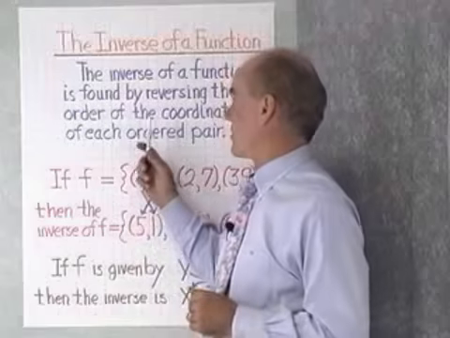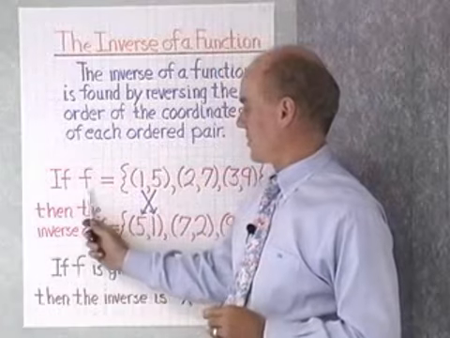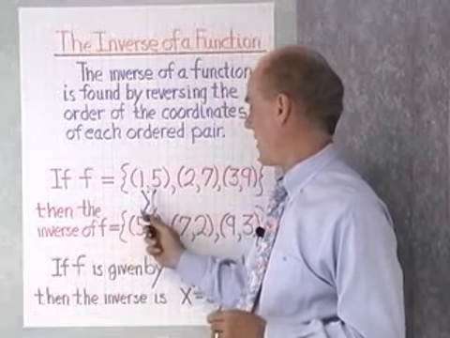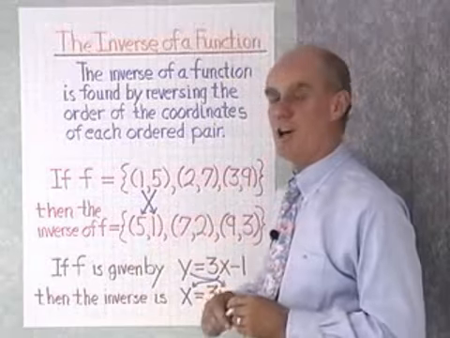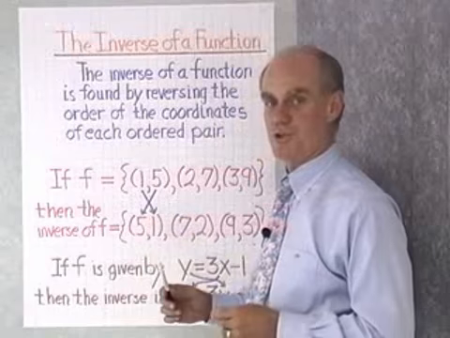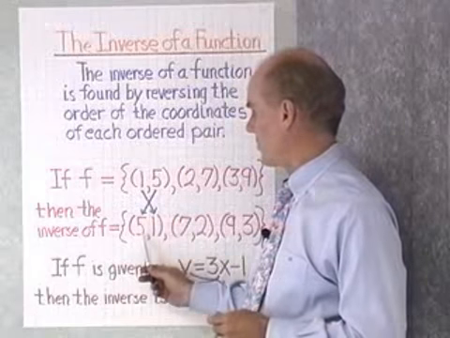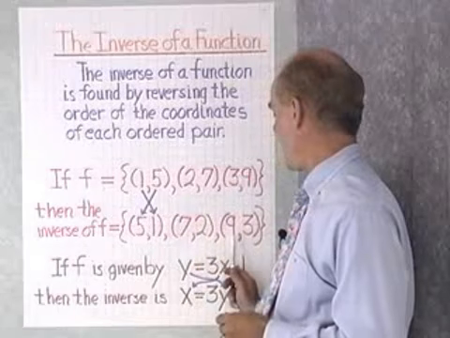The inverse of a function is found by reversing the order of the coordinates in each ordered pair. So for instance, suppose I have the function f that's defined by these three ordered pairs right here: (1, 5), (2, 7), (3, 9). We find the inverse of f by reversing the order of the coordinates in each ordered pair. So (1, 5), when it's reversed, becomes (5, 1), (2, 7) becomes (7, 2), and (3, 9) becomes (9, 3).